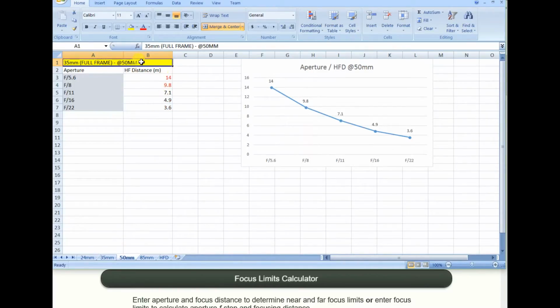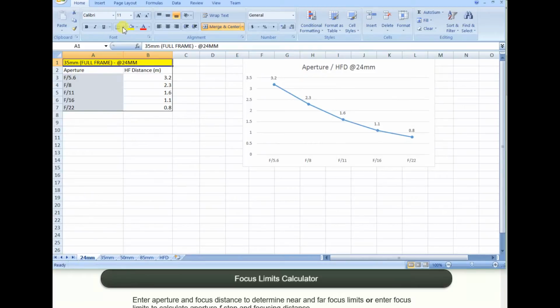I'd possibly use hyperfocal distance at 50 mils, but generally I want to use it at 35 mils, 24 mils, 20 mils, and it gets better and better. The lower you go, the wider you go. But notice these distances, they're pretty small, aren't they?